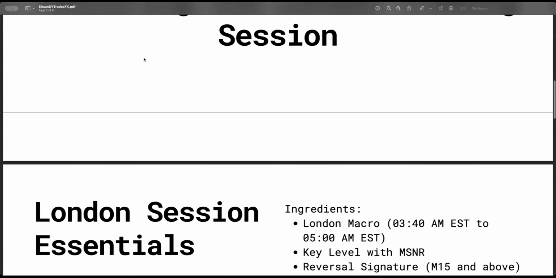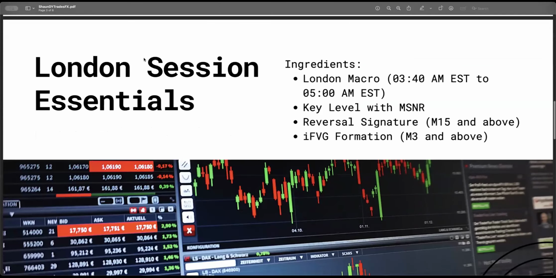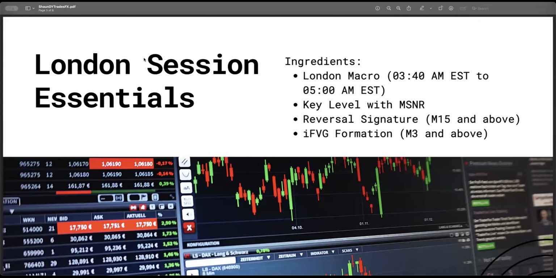All right. Now, the ingredients for the London session are as follows. You are looking at the London macro of mine between 3:40 a.m. Eastern Standard Time to 5 a.m. Eastern Standard Time. All right. Then in this time, or just before this time, leading up to this time, you want to see price coming off of a key level in terms of Malaysian support and resistance.